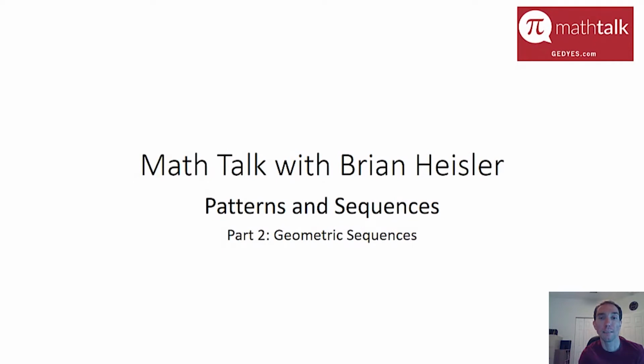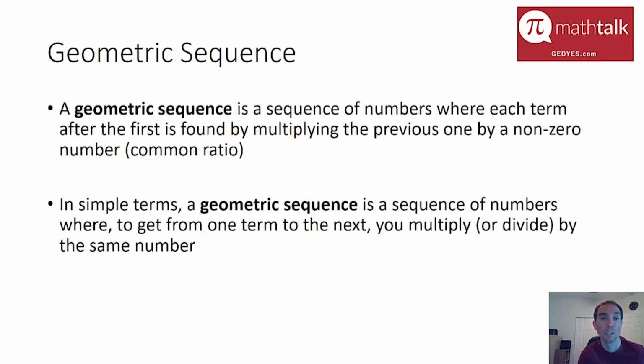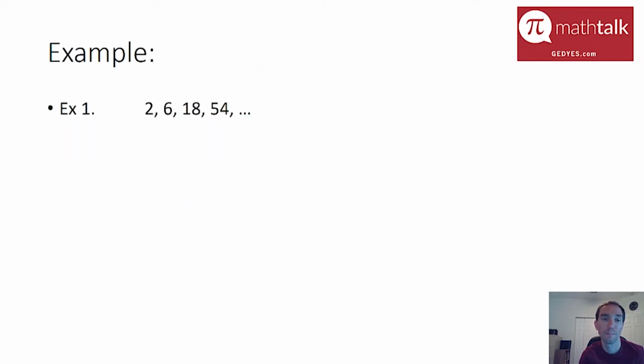Part 2 of the patterns and sequences, the geometric sequence. So a geometric sequence is basically a sequence of numbers where each term after the first is found by multiplying the previous one by a non-zero number, or a common ratio. What that really means is a geometric sequence is a sequence or pattern of numbers where to get from one term to the next, you're either going to be multiplying or dividing by the same number. So let's take a look at a couple examples.